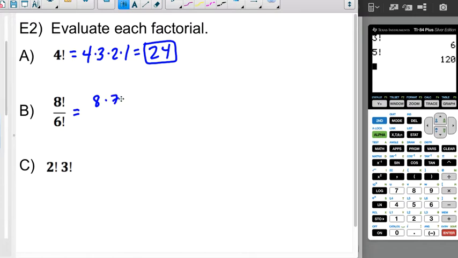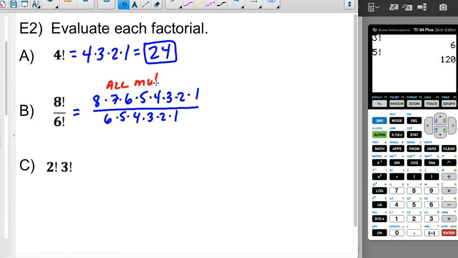But 8 times 7 times 6 times 5 times 4 times 3 times 2 times 1, and 6 factorial is 6 times 5 times 4 times 3 times 2 times 1. Now, if we were in regular class and I were talking to you, I'd be like, anybody see a thing that I can do? And somebody would chime in that because this is literally all multiplication and division, I have a factored expression I can cancel. I can cancel the 1s and the 2s and the 3s and the 4s and the 5s and the 6s, and holy cow, this is just a 56.